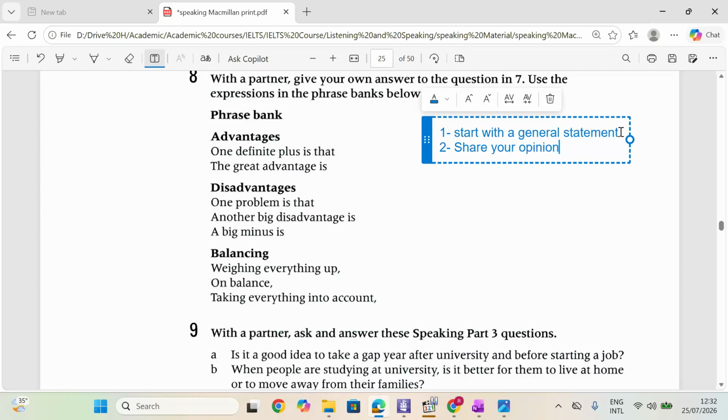And traveling with others has a lot of advantages. Like one definite plus is that there's more safety in numbers. Also, it's cheaper to share things, and it's often more fun, but the disadvantages are like you must make a decision. So, weighing everything up, traveling alone gives you freedom, while traveling with others is safer and more enjoyable.